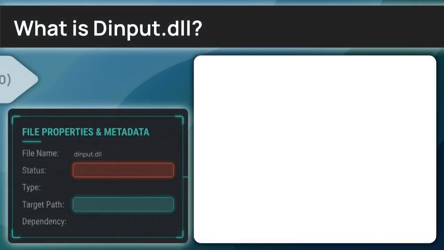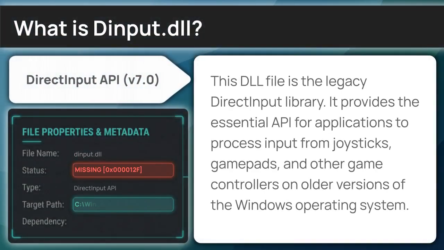This DLL file is the legacy DirectInput library. It provides the essential API for applications to process input from joysticks, gamepads, and other game controllers on older versions of the Windows operating system. Now that we've covered what the file does, let's jump into our first fix.